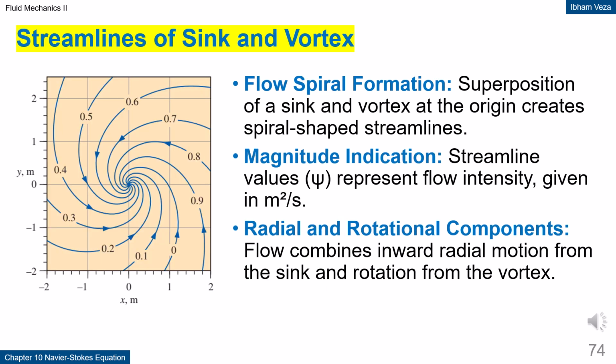Streamlines of sink and vortex. The combination of a sink and a vortex produces spiral-shaped streamlines that move toward the center. The fluid not only rotates, but also moves inward toward the core. The stream function values indicate the flow intensity on each line. This pattern is often used to model flows such as water swirling into a drain. This structure gives an intuitive picture of rotating flows with suction.